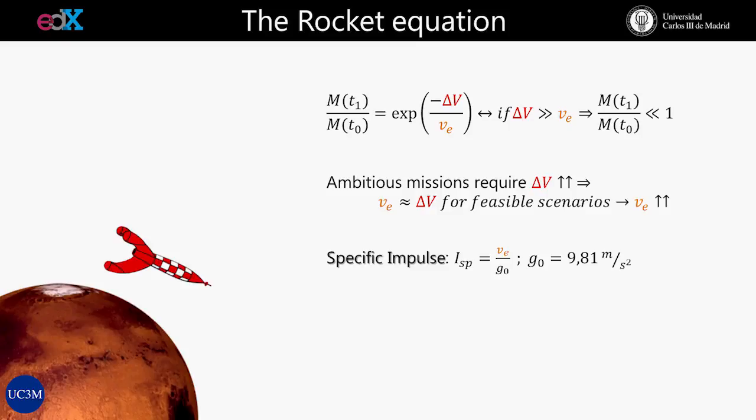The reason that we use this number, ISP, instead of VE directly is historical. It has been around for so many years that we have become used to it, and people keep using it, in spite of the fact that dividing by g0 has no physical meaning here at all. As a rule of thumb, since g0 is 9.81, nearly 10, you can easily convert ISPs in seconds to exhaust velocities in meters per second by multiplying by 10. So for example, a rocket with an ISP of 300 seconds has an exhaust velocity of approximately 3,000 meters per second.